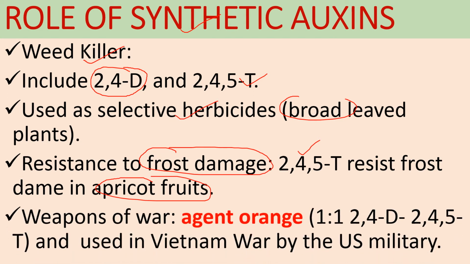Then, weapons of war. So these synthetic auxins were also used in war. The war was between Vietnam and the US. So the US military used one chemical substance जिसका नाम है Agent Orange. And this Agent Orange's chemical composition consists of 1:1 of 2,4-D and 2,4,5-T. So this is a defoliating agent. It destroys the crops and the forest vegetation. So this is all about the auxin.